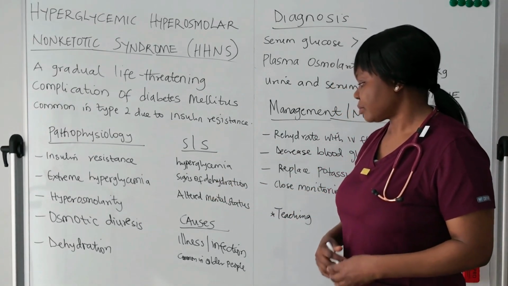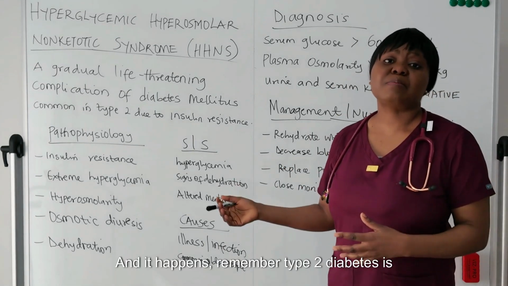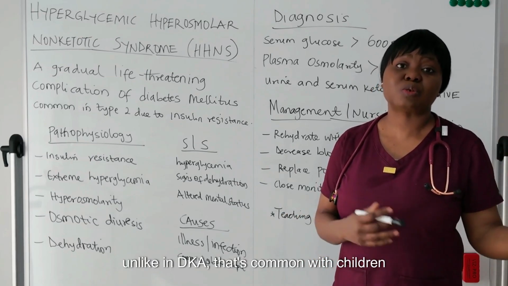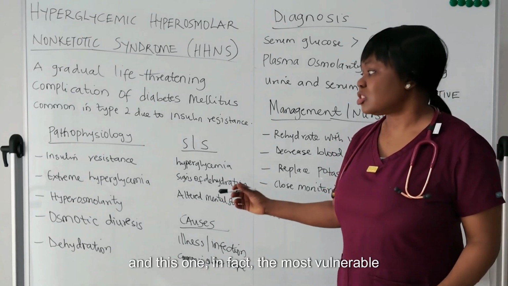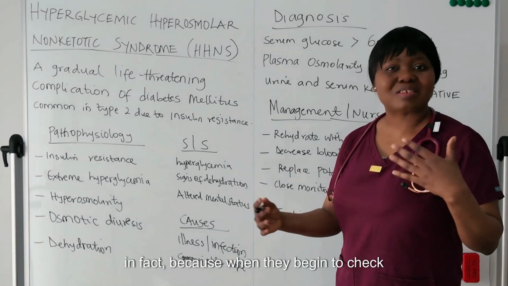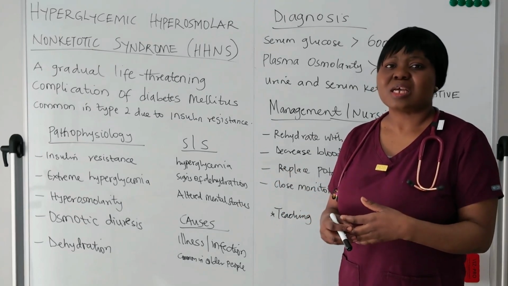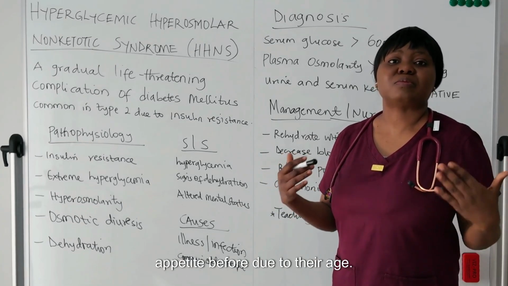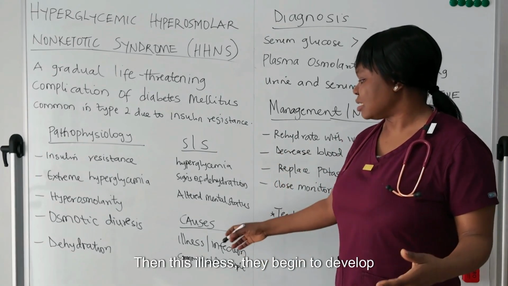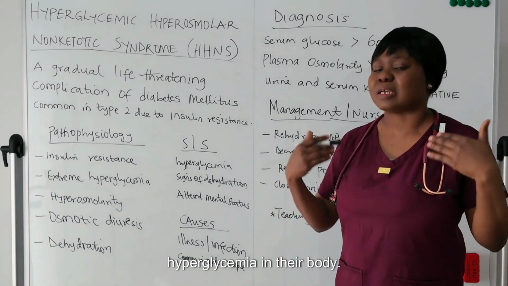Now, the cause is basically due to illness or infection. And remember, type 2 diabetes is common in adults, unlike DKA that's common in children because of type 1. In fact, the most vulnerable to this condition are old people. When they are sick, they already don't have a good appetite due to aging. So now they are sick with infection and all that. Then this illness, they begin to develop hyperglycemia in their body.